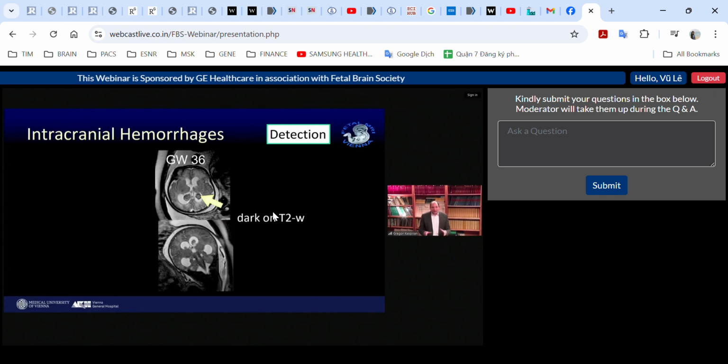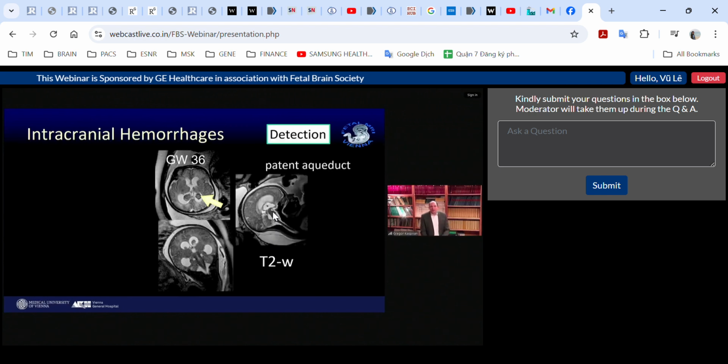Well, why is this important? I give you this case. This is a case at 36 gestational weeks. You see the ventricles are white and there is some hemorrhage going on in the choroid plexus. When you look at these images, to me, I would say, where is the blood? I do not see any lining of blood on the ependyma here. I only see the blood here in the choroid plexus. So probably there is some sort of obstruction also of the aqueduct, which on the T2-weighted image here is patent. I do not see any blood degradation product there on T2-weighted sequences. And that is very important.